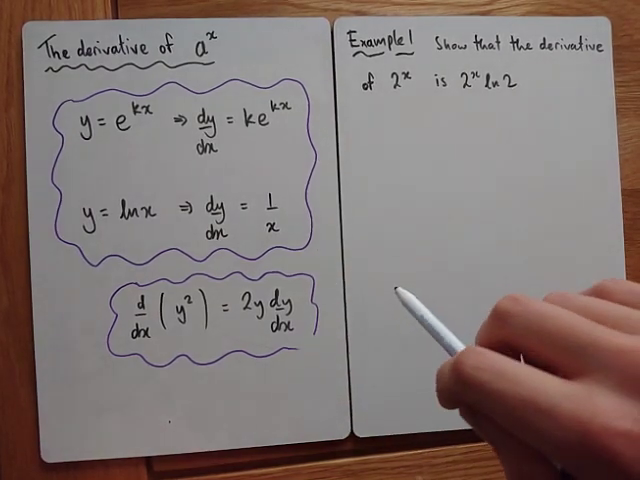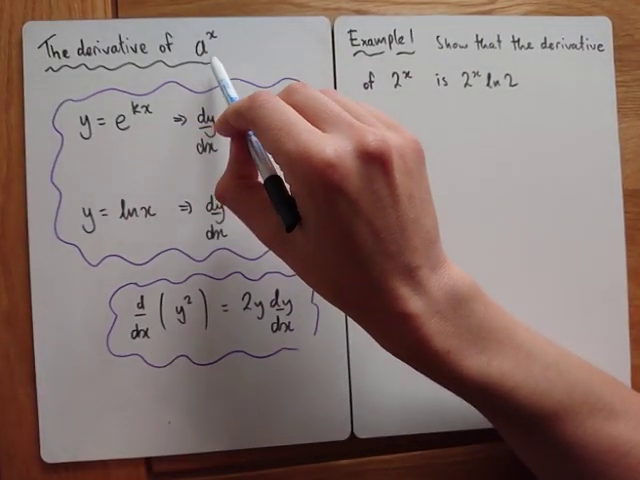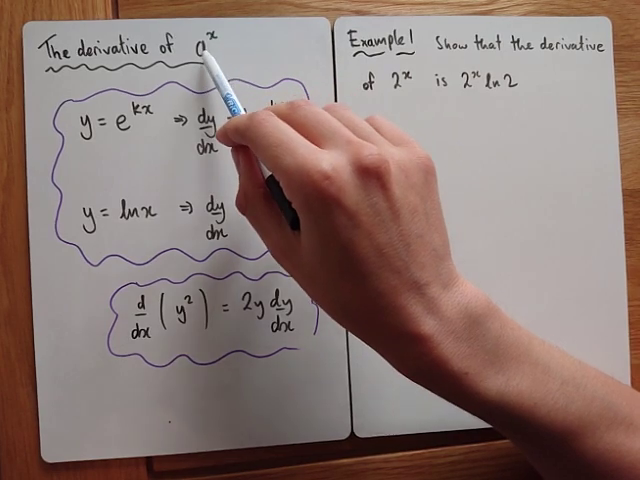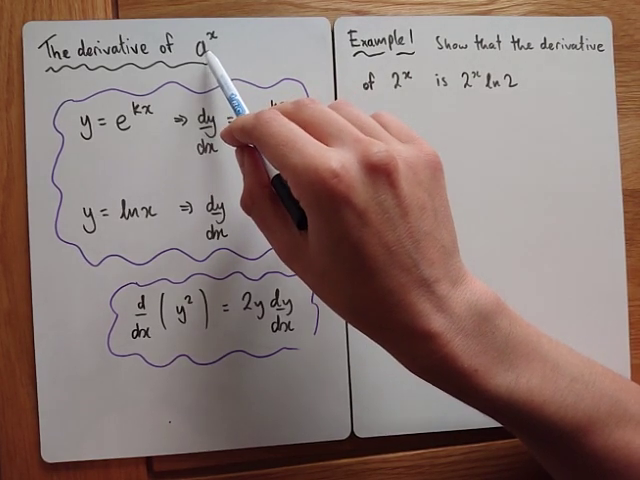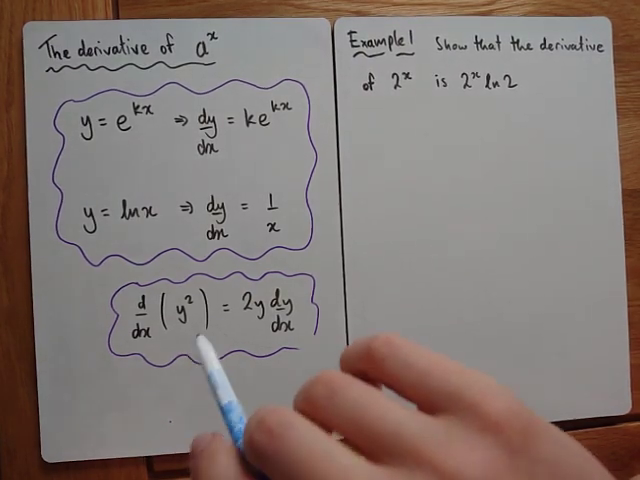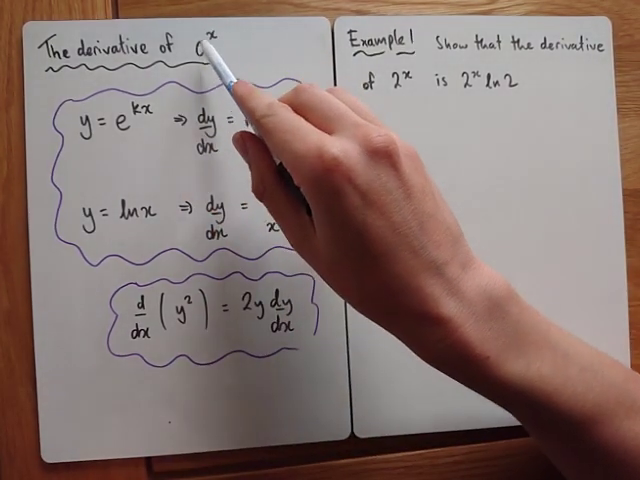Let's look at how to differentiate a new type of function that we've not differentiated before. So we're going to look at a way to differentiate a number to the power of x. So a could be any number, it could be 2 to the power of x, could be 3 to the power of x. So far we know how to differentiate some sort of exponential functions.